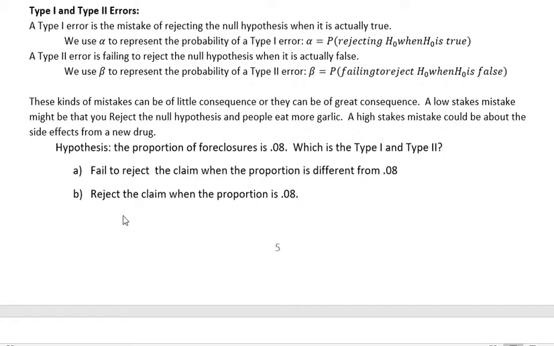So when we reject a claim when it's actually true, so the proportion is actually 0.08 and we rejected it, that's the type 1 error. So B is actually type 1. The second one, A, is actually the type 2 error. The type 2 is when we fail to reject when it's actually false. We did not reject it, but it really wasn't what we thought it should be. So those are type 1 and type 2 errors.